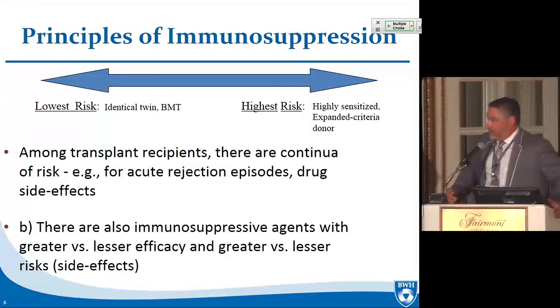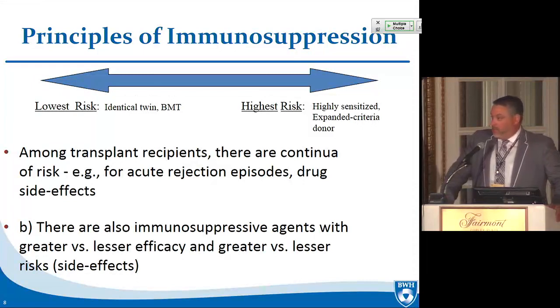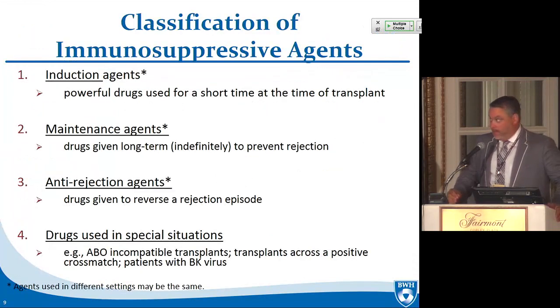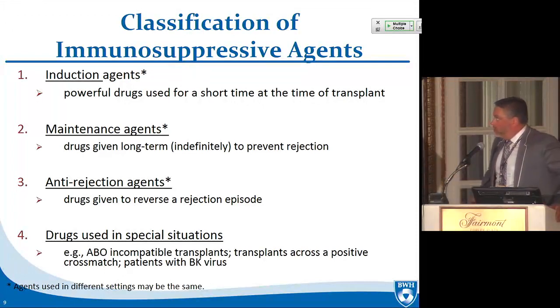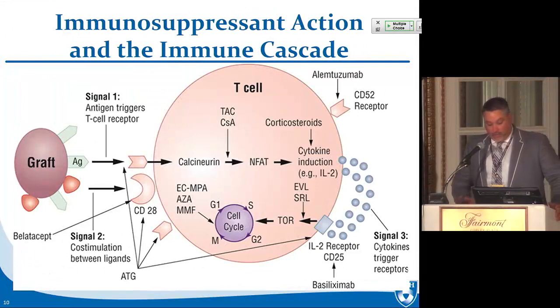But obviously, realizing that you may use the same drugs for the same patients across the board, I think we rarely change our maintenance immunosuppression de novo, but realizing that we'll use them differently in different patient populations. So we'll quickly go through our induction agents, our maintenance agents, and our anti-rejection meds. I'm going to leave out the drugs used in special circumstances like using leflunomide in BK patients and such, but we will go through the three general classes of immunosuppression.